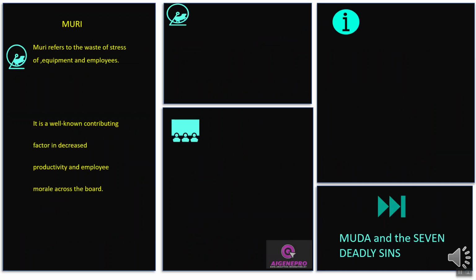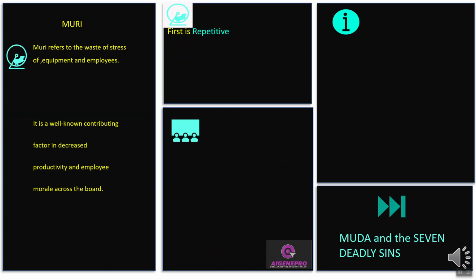What is MURI? MURI refers to the waste of stress. Stress of equipment and employees. It is a well-known contributing factor in decreased productivity and employee morale across the board. The tightly interconnected nature of processes often means that a single department failing to fulfill their obligations on time can quickly propagate further down the line. This, in turn, causes issues for others and ultimately the end customer.